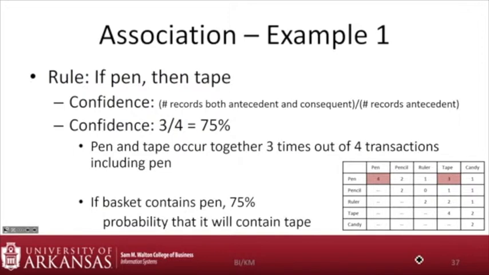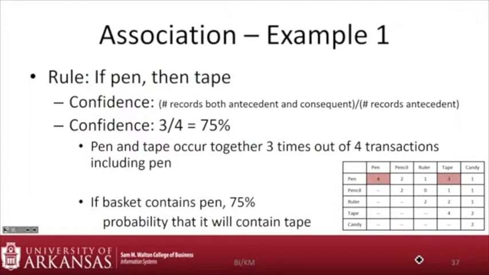The confidence. So this is where the number of records for both the antecedent and the consequence, we're dividing it by the number of records in the antecedent, the part at the beginning. So how many times do they happen together? How many times do you have both pen and tape? Three. Very nice. It's one of the red highlights there.